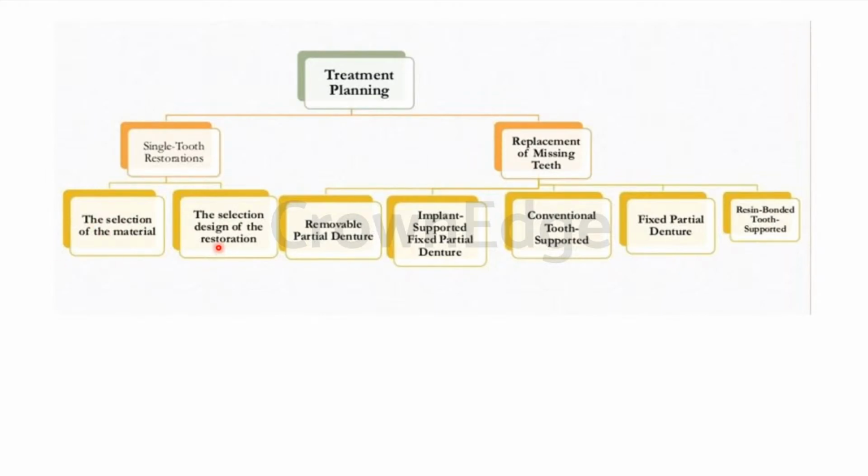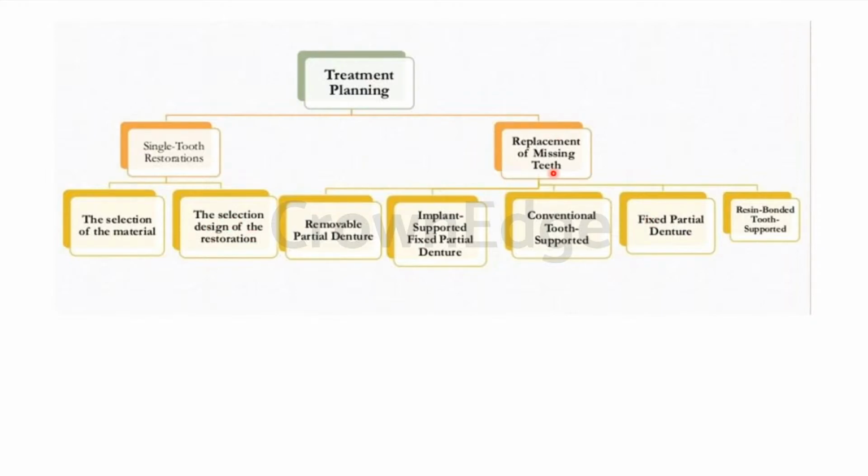Next comes the selection of the design of the restoration, as in you have to decide how many abutment teeth I'm going to take. Also, what type of connector I'm going to use, a rigid connector or a non-rigid connector, whether I'm going to plan a precision or a semi-precision, also the type of pontics which you're going to select, whether it has to be a sanitary pontic or a modified ridge lap pontic. So all these are the designs of the restoration. That is what you select. So this is for your single tooth restoration. It's pretty straightforward, right? So you have to just decide the material and the design.